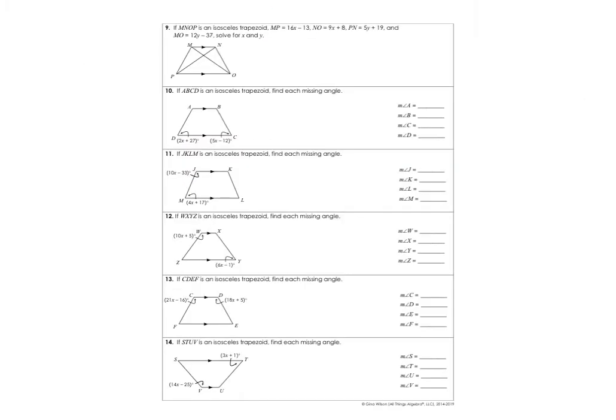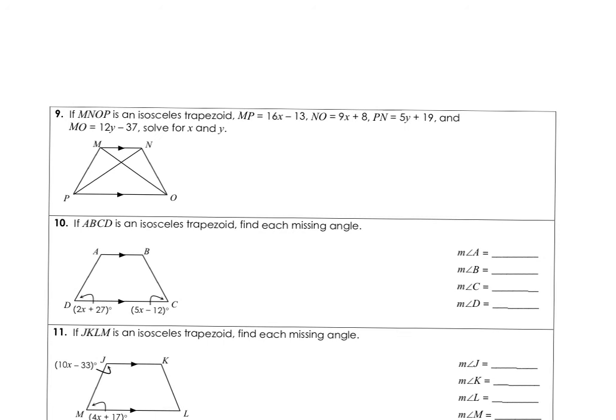All right, I'm going to work through one example on this page here, but they're all pretty much the same thing, and you've been there, done that, bought the t-shirt multiple times here. So let's go ahead and try 9, okay? And then you should be good to do the rest on your own. They'll be very similar to your homework practice problems. So if MNOP is an isosceles trapezoid, so given isosceles, and MP is equal to 16x minus 13, NO is 9x plus 8, PN is 5y plus 19, and MO is 12y minus 37. We're solving for x and y.